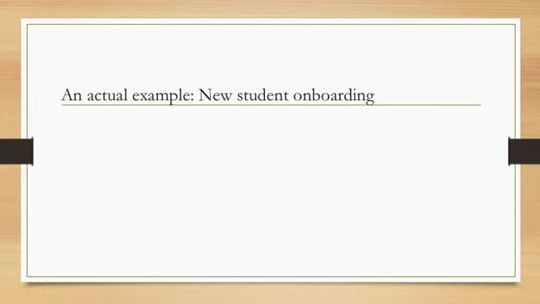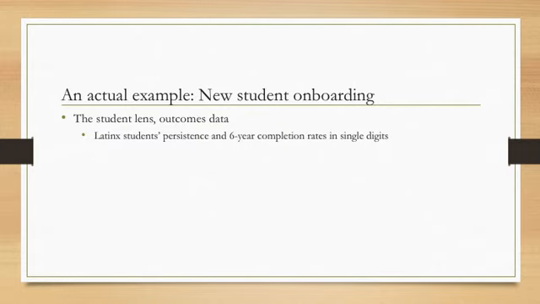Let's turn our attention to an actual example about what a college did to redesign its new student onboarding. The college used the student lens and used outcomes data to determine that Latinx students' persistence and completion rates were extremely low. A cross-functional team further examined the situation and uncovered several barriers, among them the fact that new students with late registration dates did not have access to needed courses in math and English.